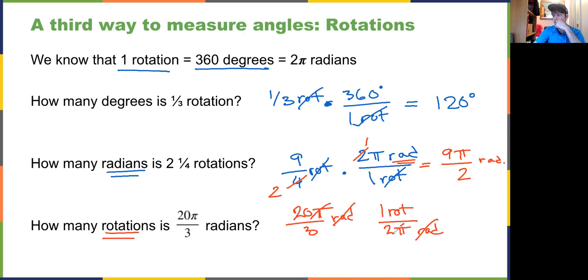The pi's cancel. 20 and 2 are both divisible by 2. So we get 10, 1 here. So now we have 10 times 1 over 3. So this is 10 over 3 rotations. We could change that to a mixed number if we want, 3 1/3 rotations.